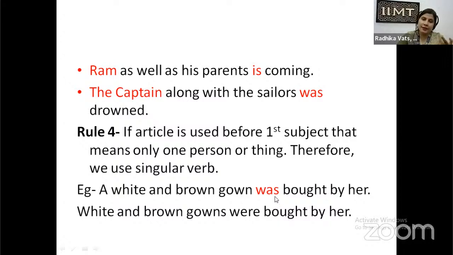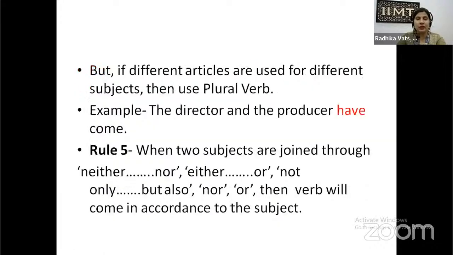Try this next sentence, see here: white and brown gowns were bought by her. Now there is no "a" in front of it. So what does it symbolize? That it is not a singular subject. Here there are plural subjects, and that's why we have used "were". I hope this much is clear to you all.